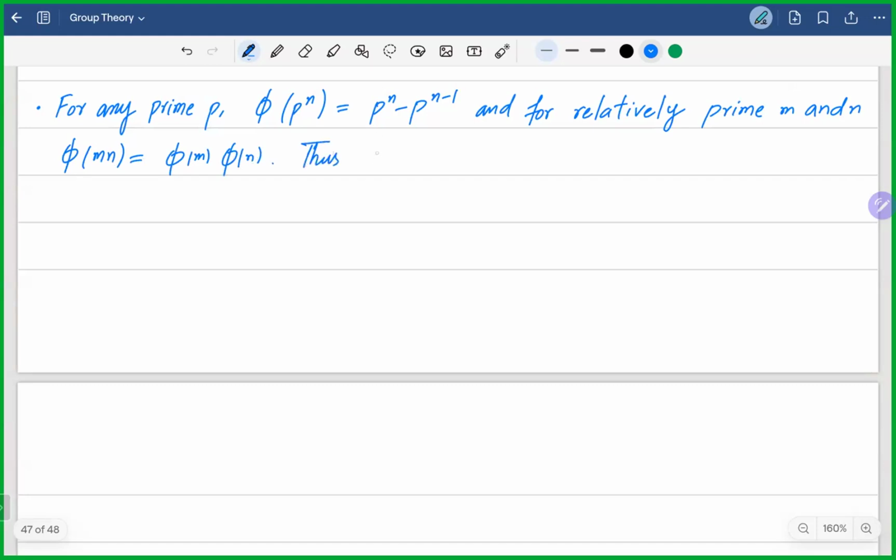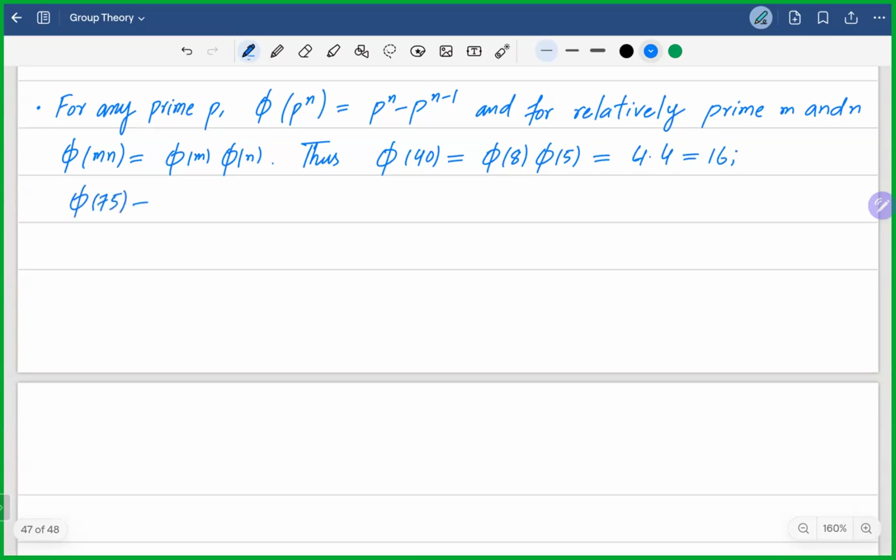Thus, for example, phi of 40 is equal to phi of 8 times phi of 5, which is nothing but 4 times 4, which is 16. Means phi of 40 is 16. Very good.